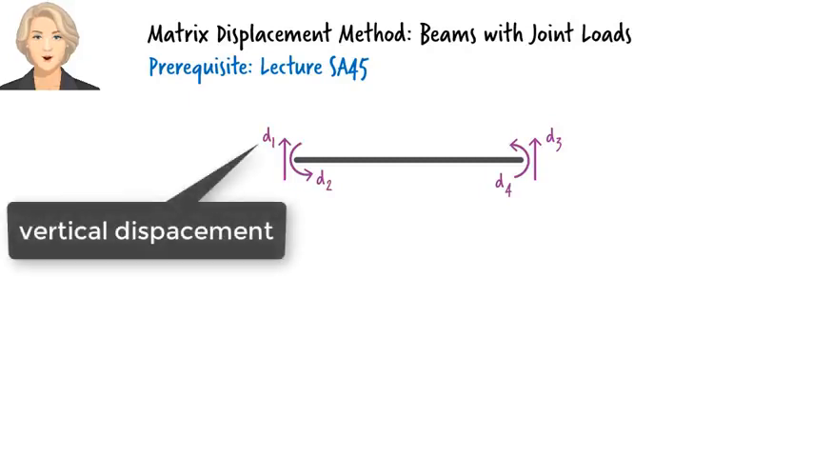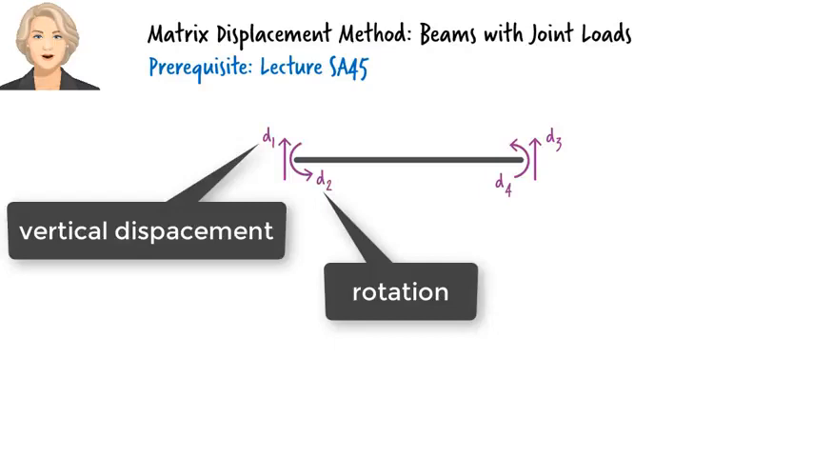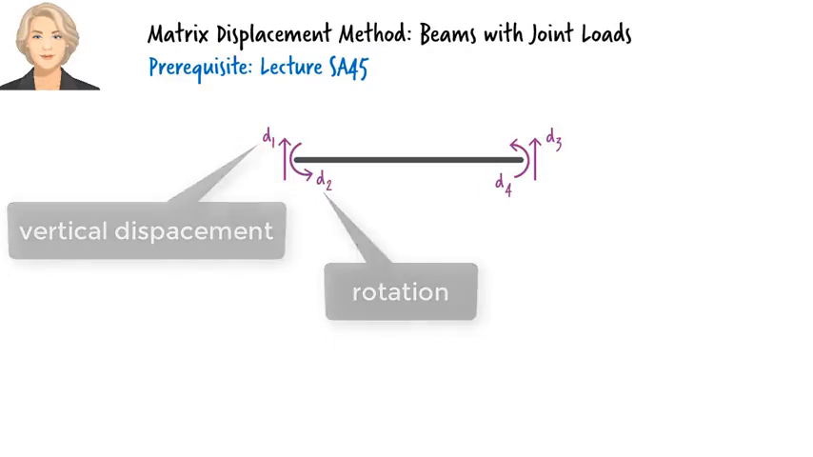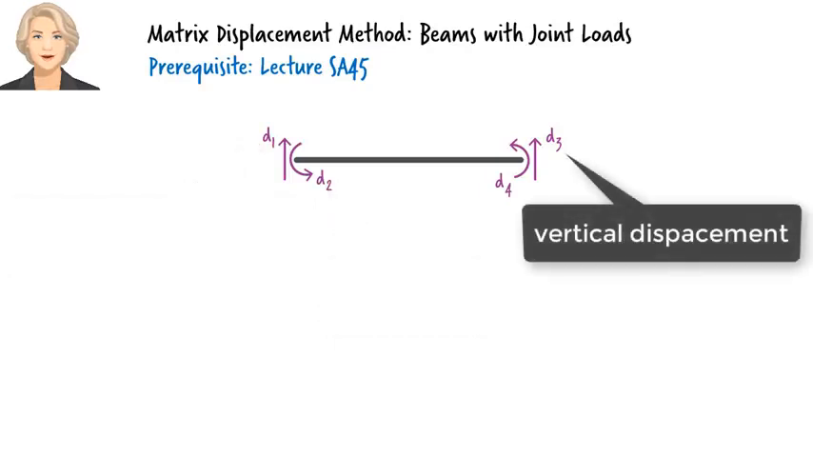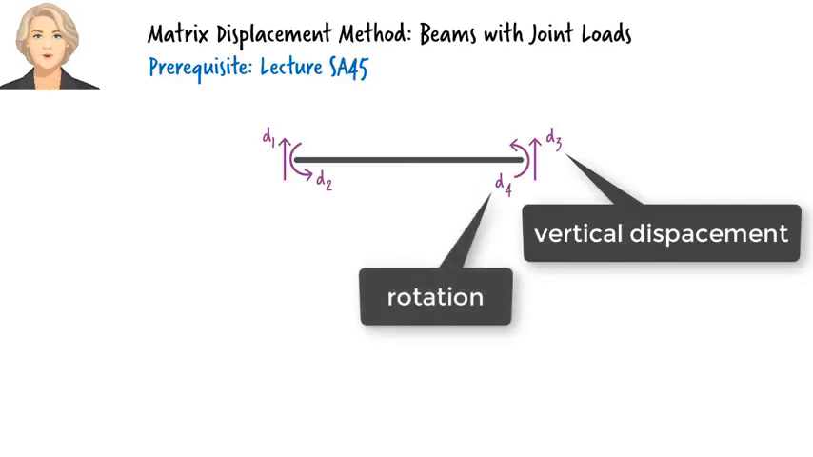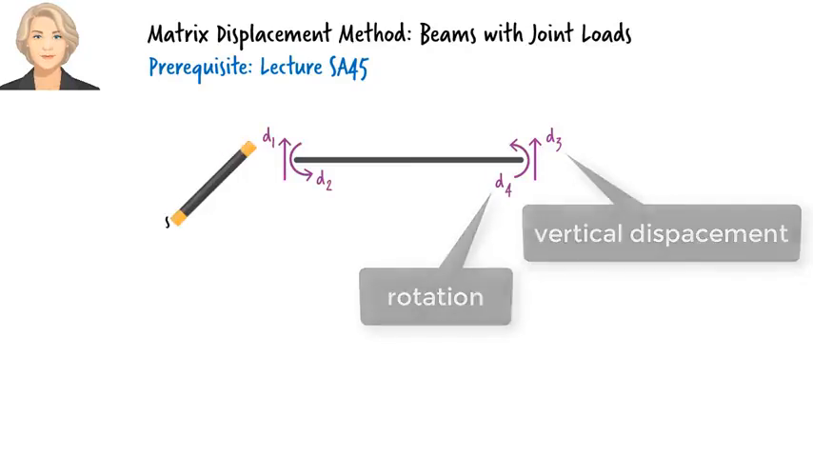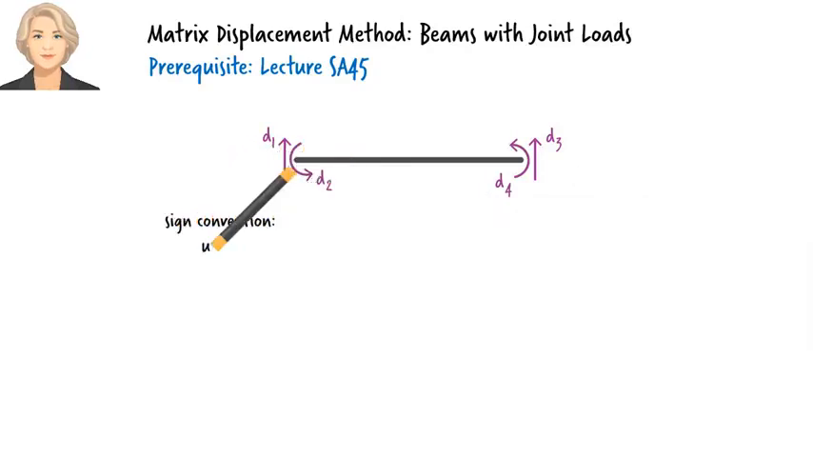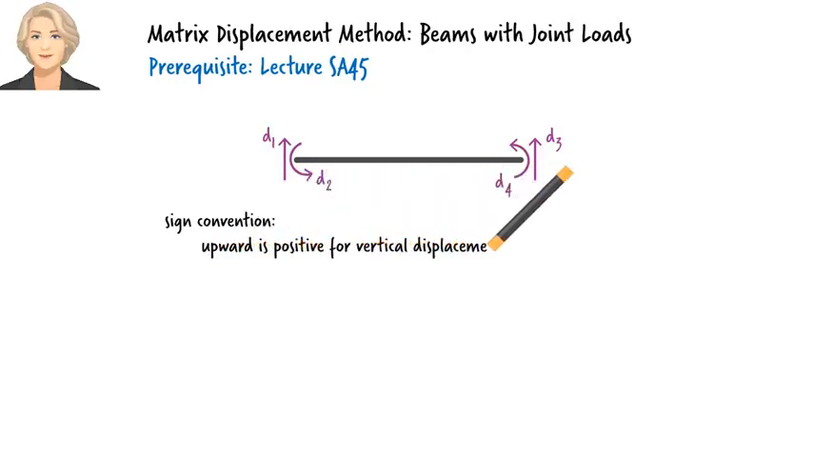D1 is vertical displacement, and D2 is rotation at the left end of the member. D3 is vertical displacement, and D4 is rotation at the right end of the member. For D1 and D3, we define upward as positive. For D2 and D4, counterclockwise is positive.